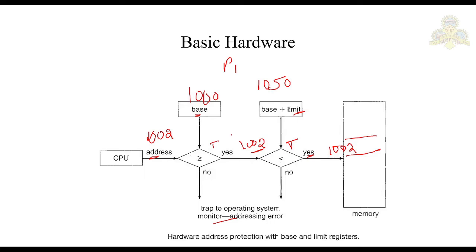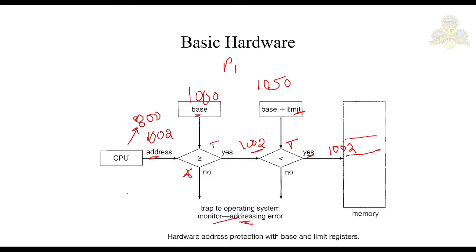Fine. Let us take one more example. Say suppose 800 is what your CPU has generated. It is the address the CPU has generated. First this address is checked with the base register value. Is 800 greater than or equal to 1000? No, it is false, right? That means your operating system will now understand that the process is trying to access some other location which is not in the particular range. In that case, what will happen? A trap to the operating system monitor will occur. That means basically an addressing error would occur.